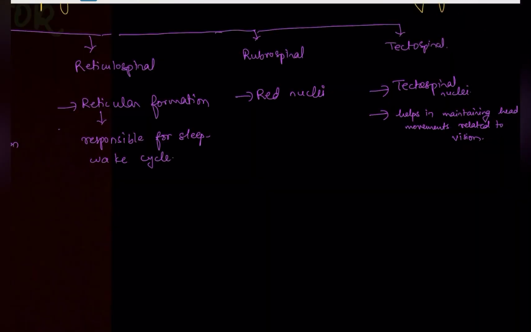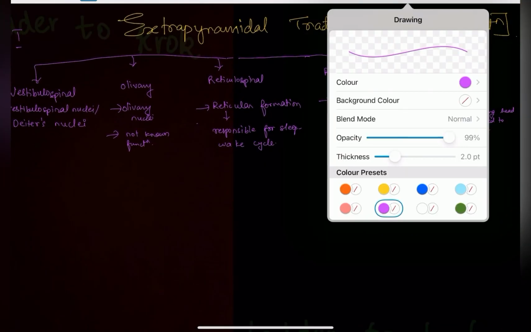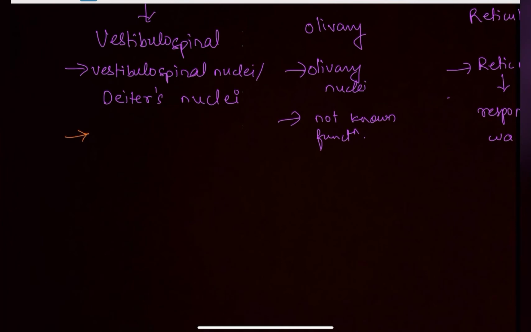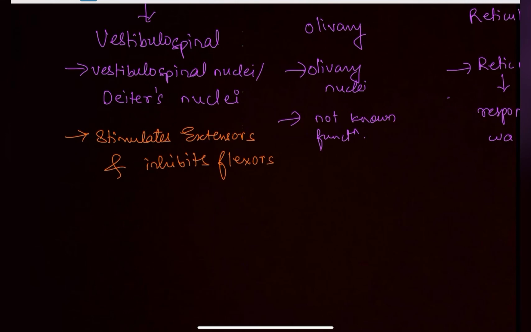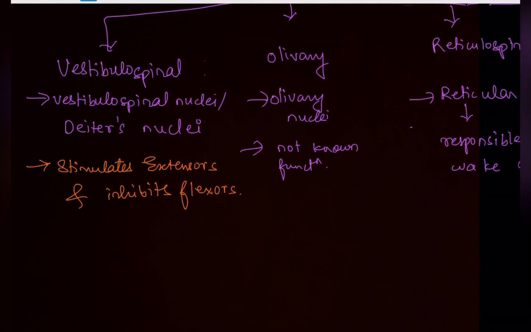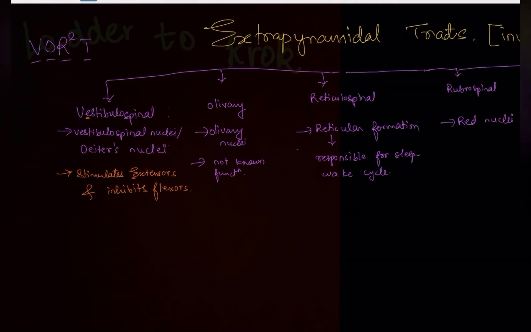Now let's do the very important ones. Vestibulospinal, let's do this one first. The vestibulospinal stimulates extensors and inhibits flexors. If one is activated, the other has to get inhibited, right? Both cannot work simultaneously. So it stimulates extensors and inhibits flexors. You can remember it because vestibulospinal contains E, so it stimulates extensors. That's how I remembered it.